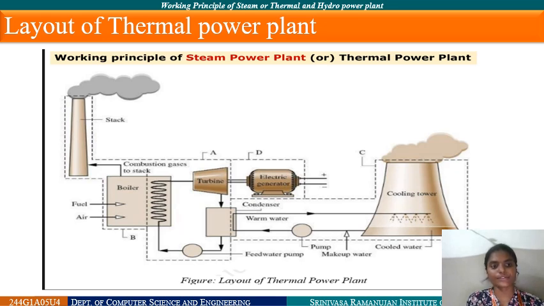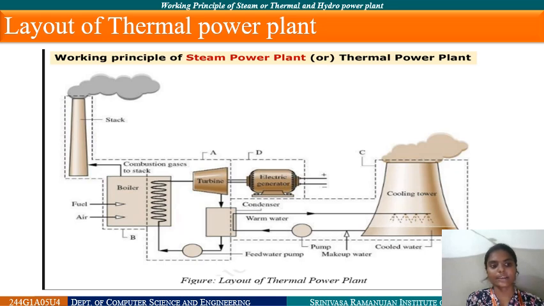A generator is attached to the rotor of the turbine and the generator converts the mechanical energy of the turbine into electrical energy. Steam leaves the turbine and enters the condenser. The steam gets condensed with the help of cold water from the cooling tower. The condensed water with the feed water enters the economizer.